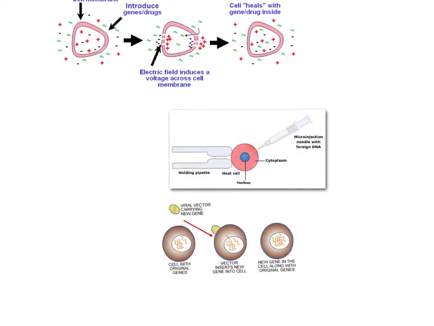The next process is known as microinjection, where we get our target cell here, which is going to be our host cell, and we hold it still by suction with a pipette. So we get a pipette and suck the cell onto the end of it, and then we use an injecting device, a microinjection needle, which inserts our plasmids, our DNA, directly into the nucleus of our host cell. So that's known as microinjection, that process.